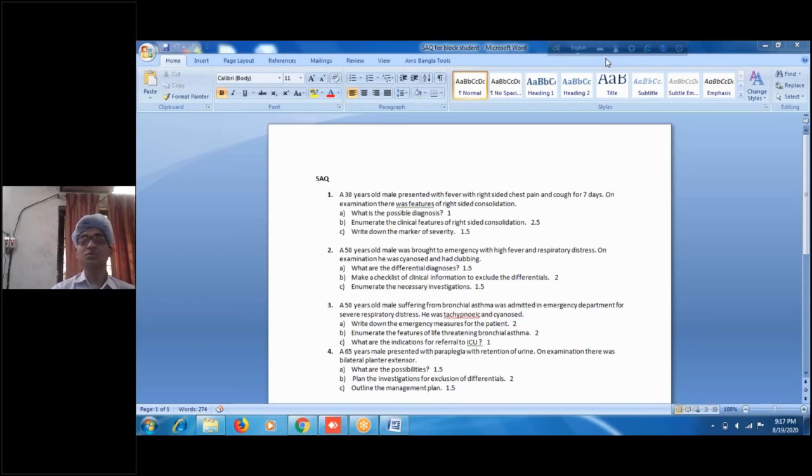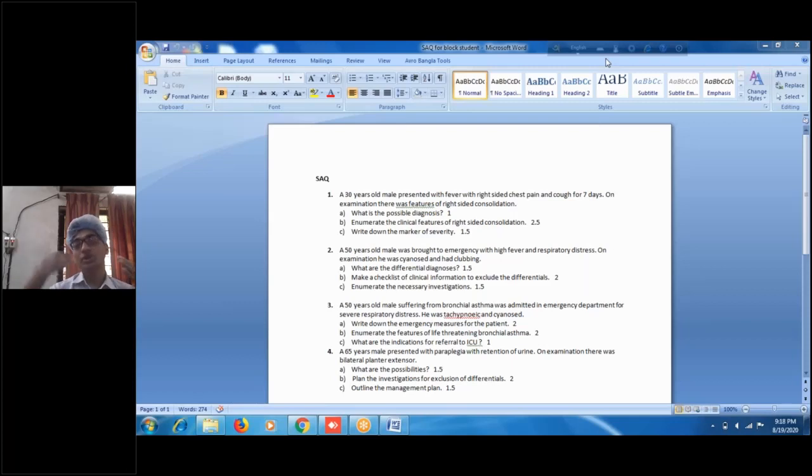Then the second one is to enumerate the clinical features of right-sided consolidation. This is totally a knowledge-based question: how you have gone through the book, how you have gone through your clinical sessions in the ward. So this is a bookish question. Enumerate the clinical features of right-sided consolidation.